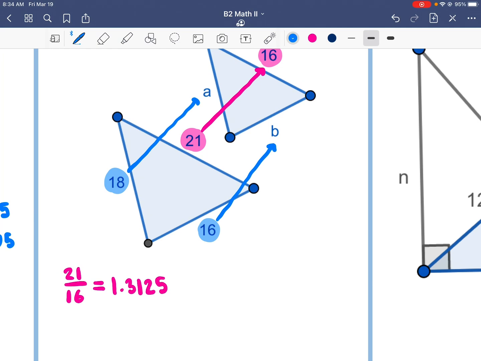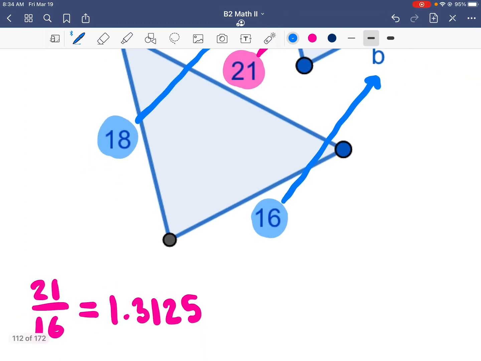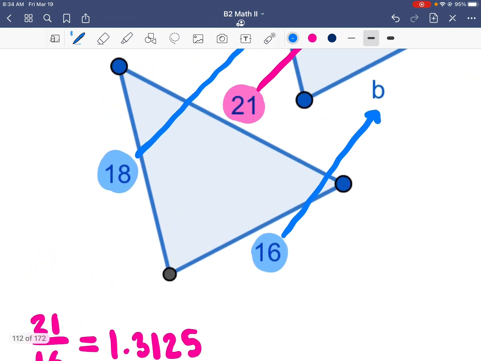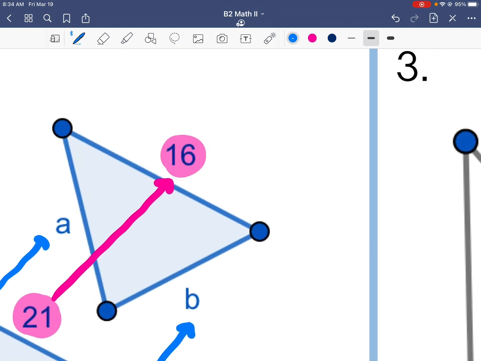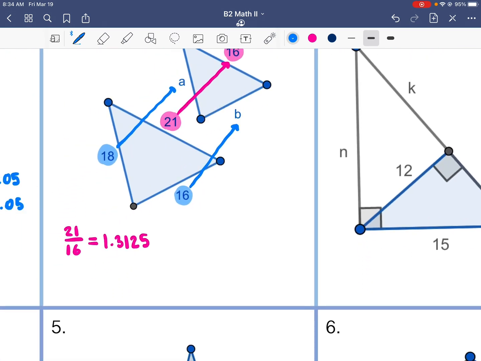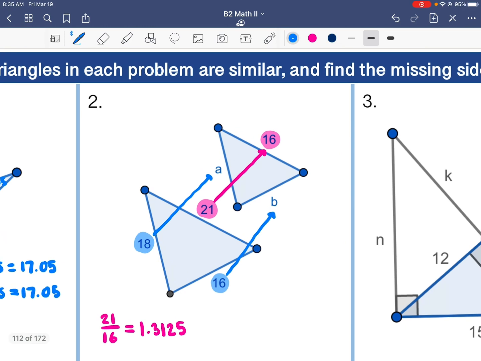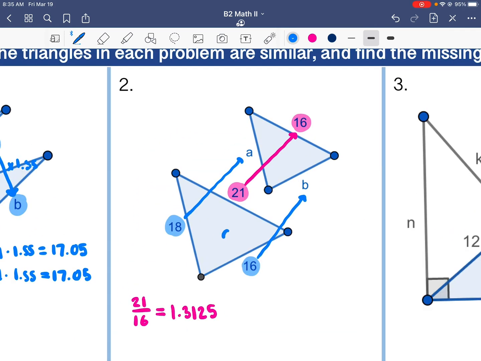You can tell if you have the right answer if your answer is smaller than what you started with, right? So like if I multiply 18 by 1.3125, I'm going to get a bigger number, and I don't want a bigger number, I want a smaller number for this triangle. So just double check your work that way.